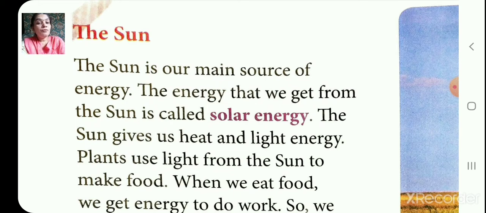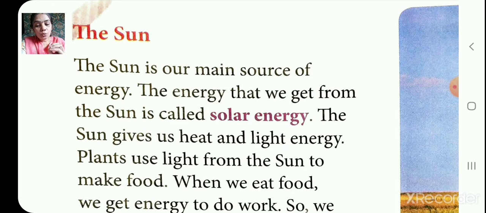The energy we get from the sun is called solar energy. So what is solar energy? The light and heat energy produced by the sun is called solar energy, or you can just say the energy we get from the sun. Which energy do we get from the sun? Heat energy and light energy we get from the sun is called solar energy.